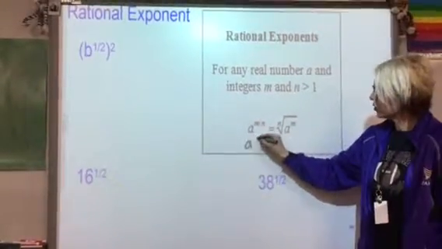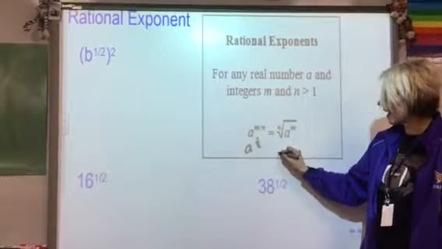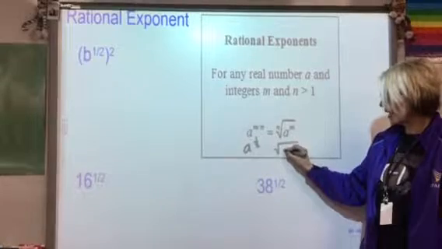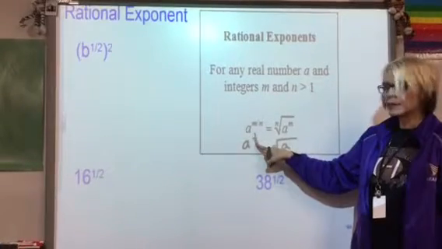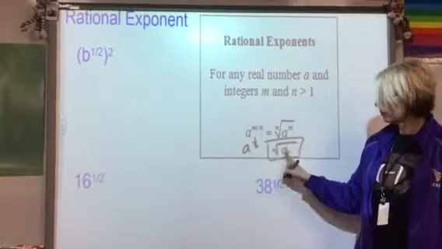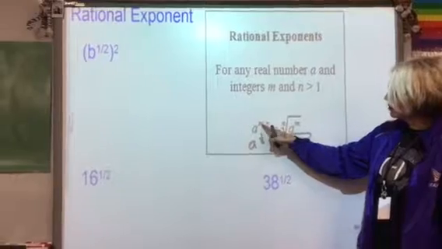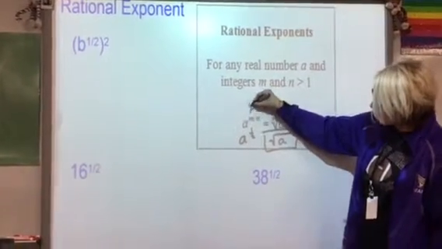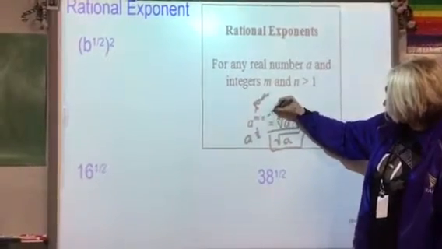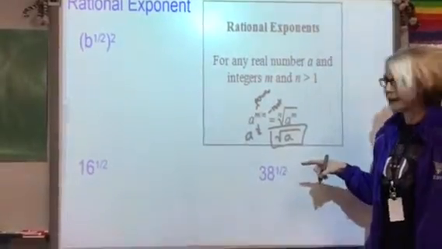If this were a to the 1/2, the top number would be the power inside the root. So that would be a to the 1. The bottom number is the root, so this would be the square root of a. A to the 1/2 is the square root of a. The top number, remember, is always the power, and the bottom number is always the root. Now, when I say the power, I mean the power when it's inside the radical, okay?